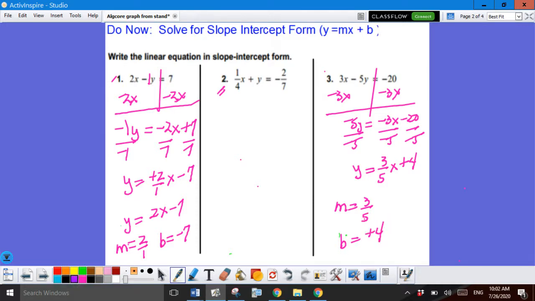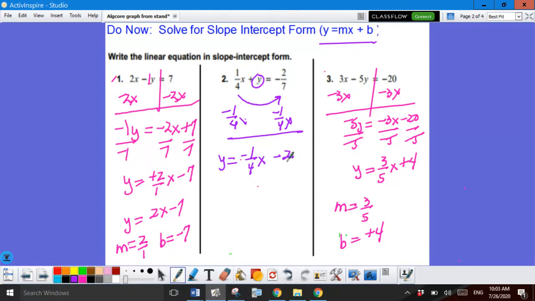Okay, now this one is pretty challenging because I have fractions. So what we're going to do to make this a little bit easier is to not panic about the fractions, because I actually see that this is pretty close to y equals. Y is here by itself, and so that means this one needs to move. So to move the 1/4 x, I'm going to subtract 1/4 x. So y equals negative 1/4 x minus 2 over 7.